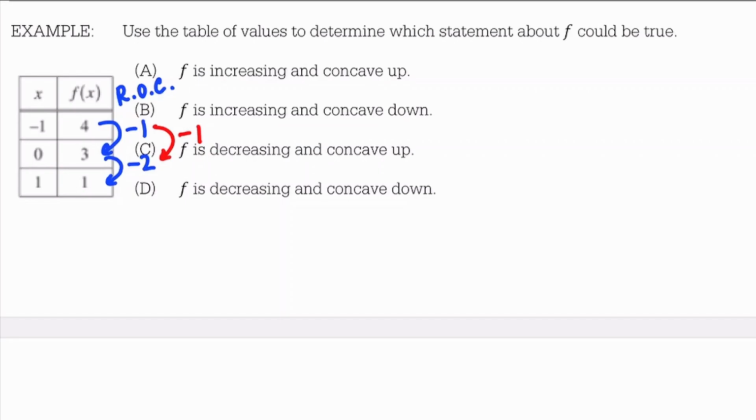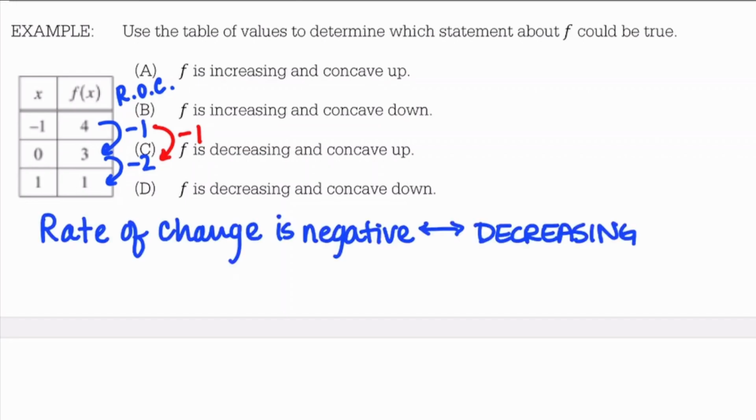The rate of change decreased from -1 to -2. So I'm going to say, well, if the rate of change is negative, that means our function's decreasing. And as a result, I can get rid of these two answer choices. Any of these that have to do with f increasing, those are out now. And also you can see that the table has x increased from -1 to 1, f decreased.